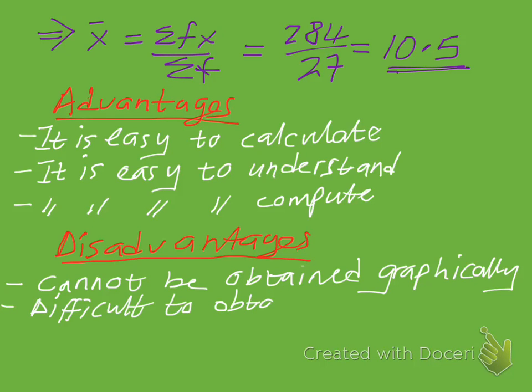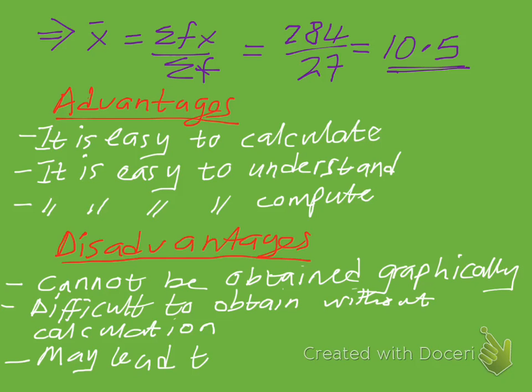Second, it is difficult to obtain without calculation. As I said, you cannot obtain it from a graph or other methods. It is obtained easily only through calculation, as seen above. It may lead to distorted values. Wrong calculation of the mean may derail the result or analysis of a distribution.